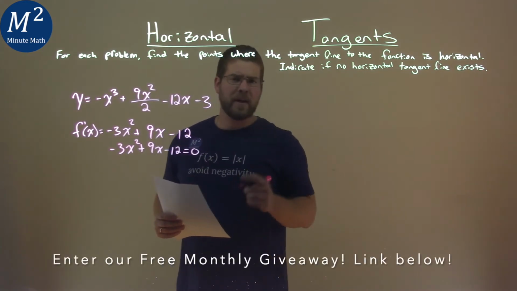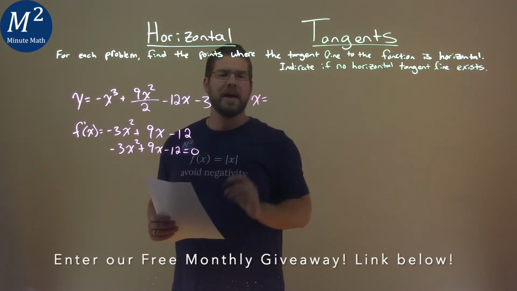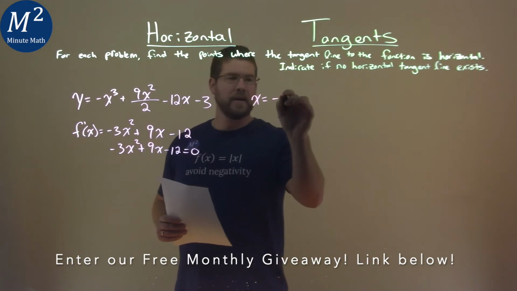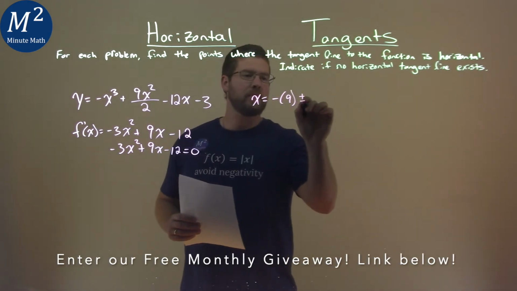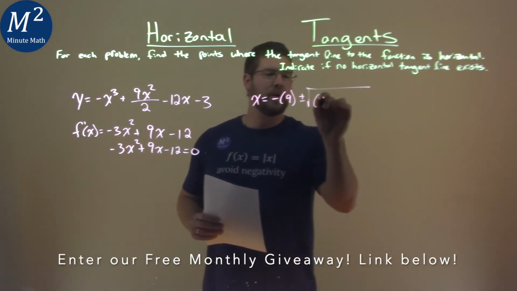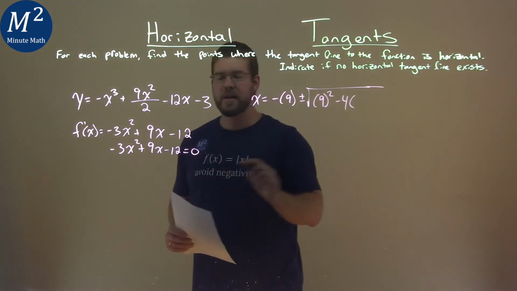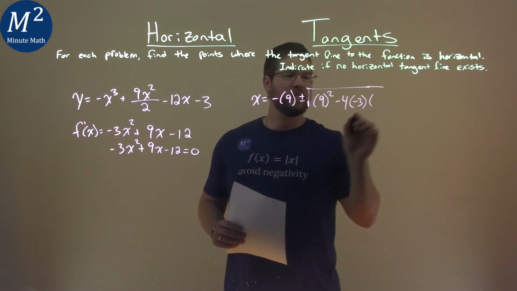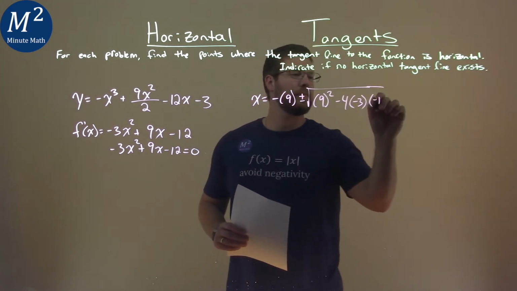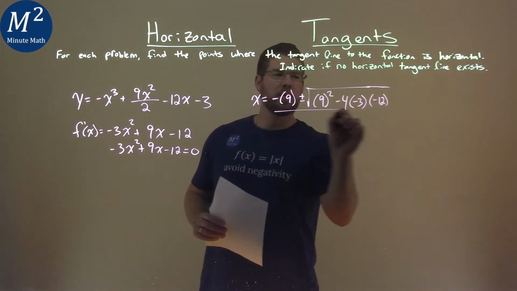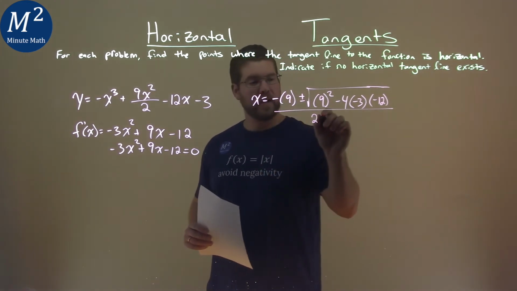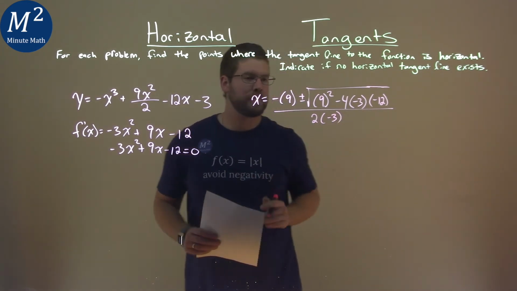We're going to use the quadratic formula here. Hopefully you remember. X equals negative b, which is 9, plus or minus the square root of b squared, 9 squared, minus 4. A is negative 3, and c is negative 12, all over 2 times the a value, which is negative 3.